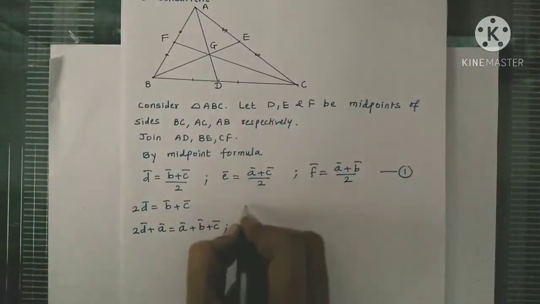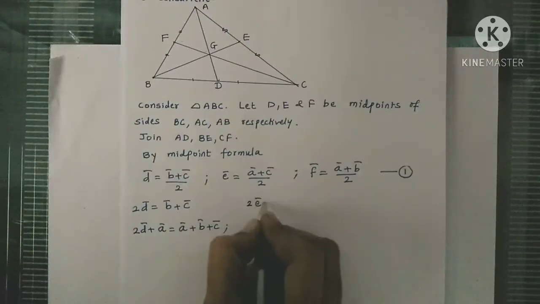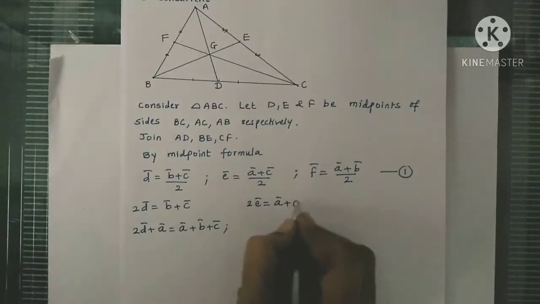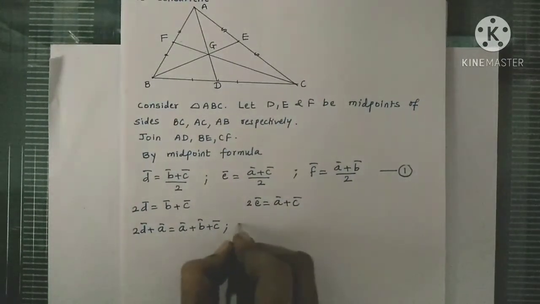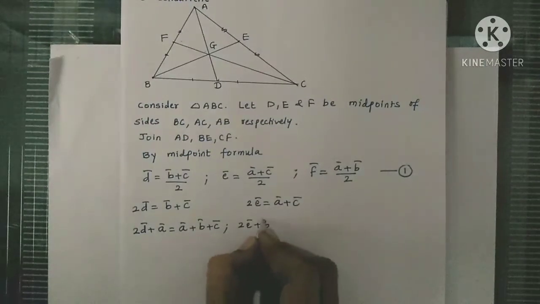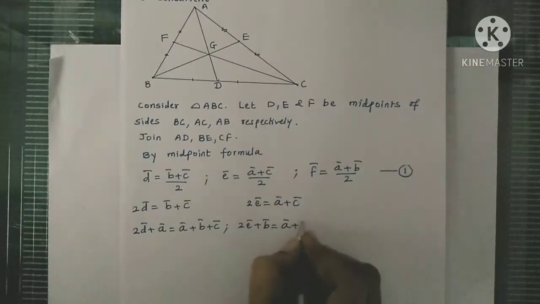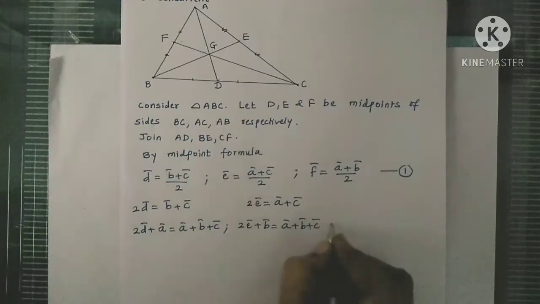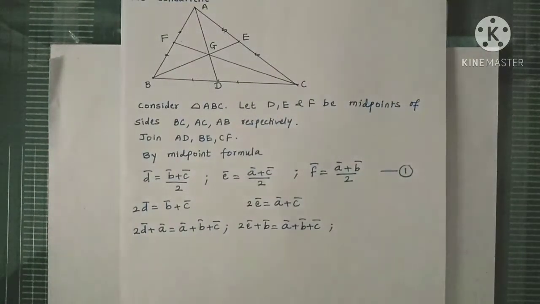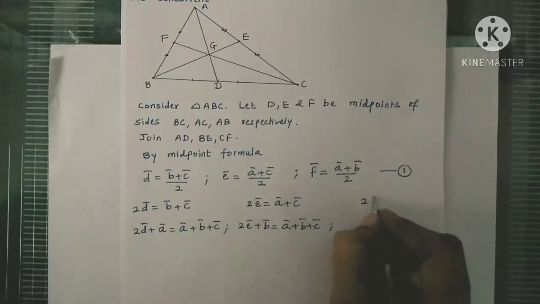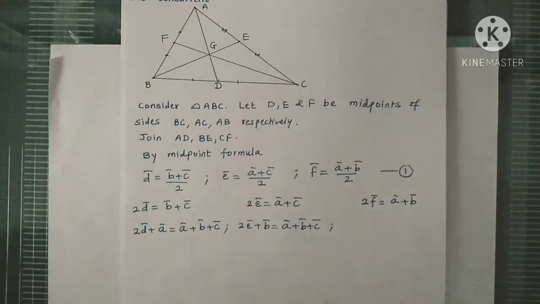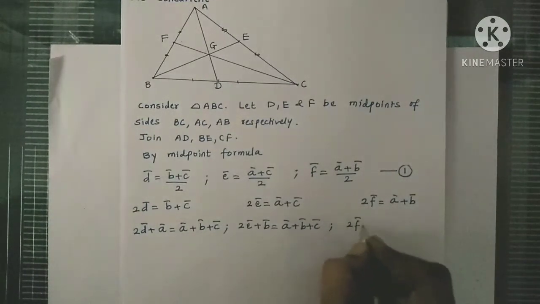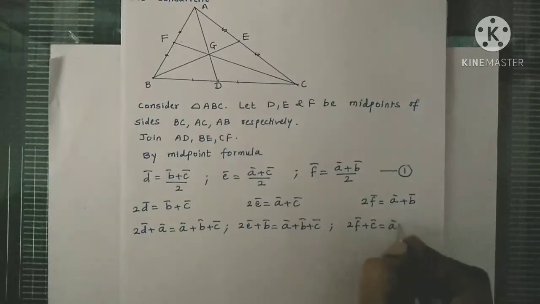Now for E bar we have 2E bar equal to A bar plus C bar. So to complete A bar plus B bar plus C bar, we have to add B bar here. So 2E bar plus B bar equals A bar plus B bar plus C bar. So that right hand side is A bar plus B bar plus C bar. Now in the last one we have 2F bar equal to A bar plus B bar. Now C bar is missing here. So add C bar to both sides. So 2F bar plus C bar equal to A bar plus B bar plus C bar.